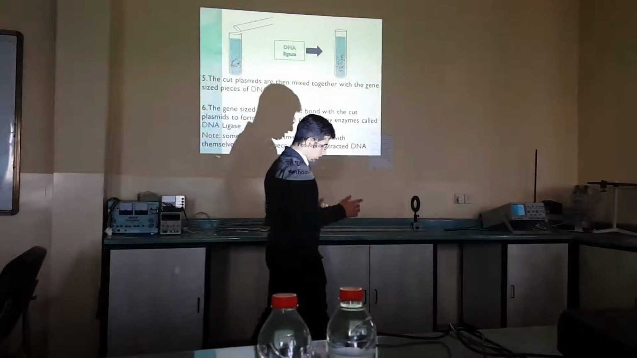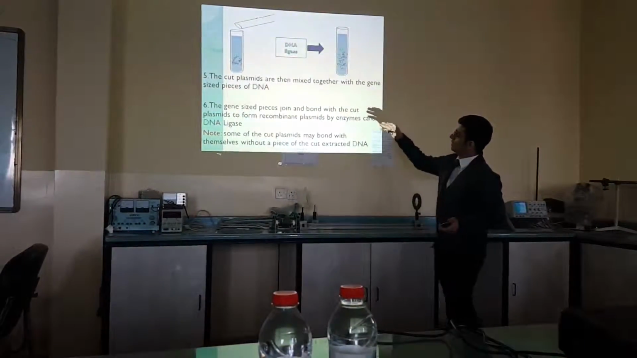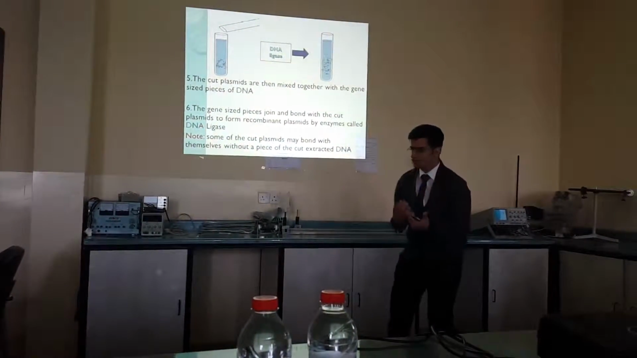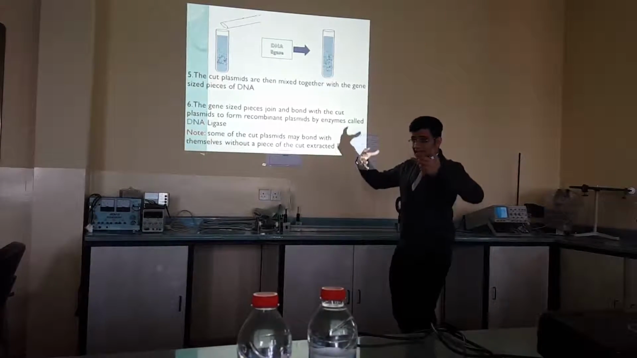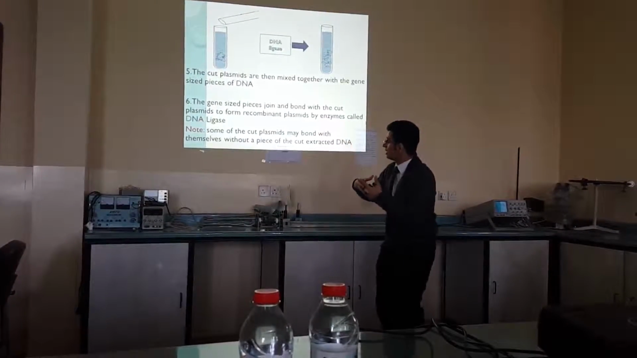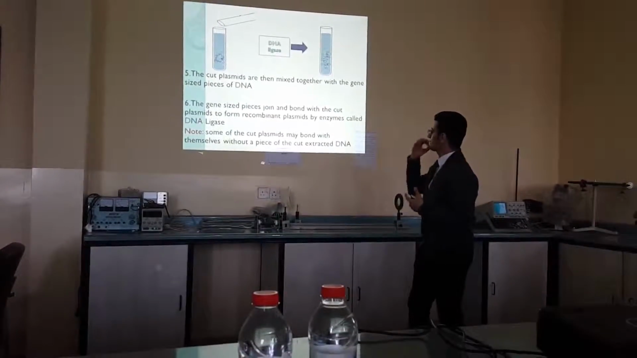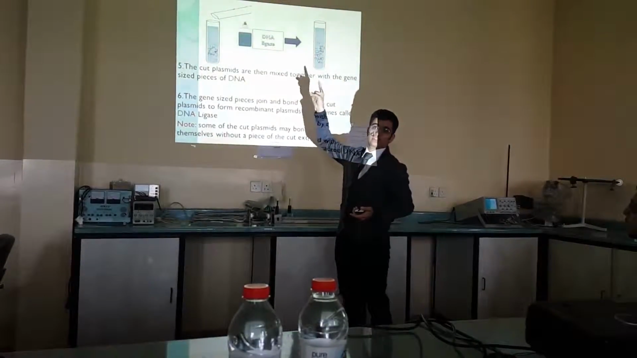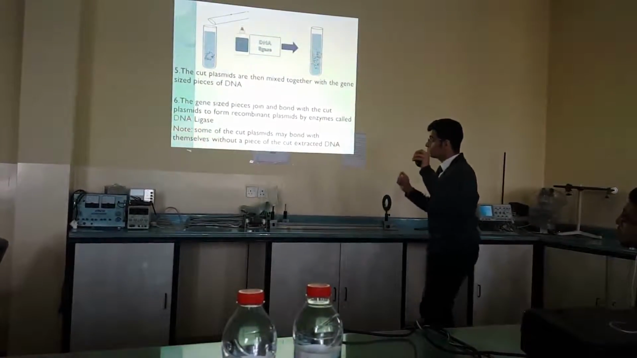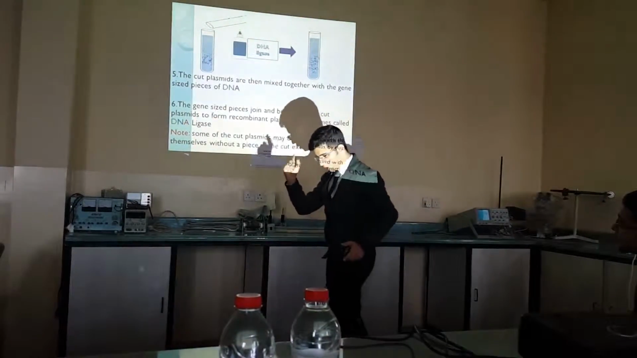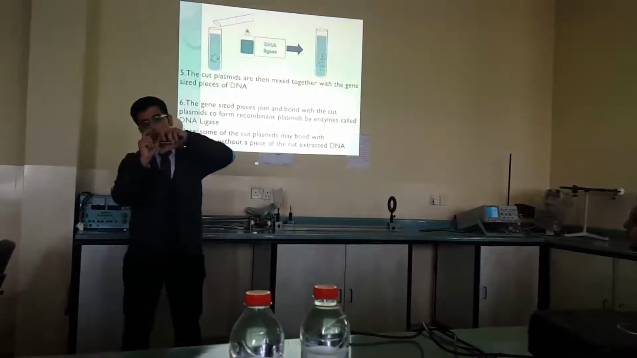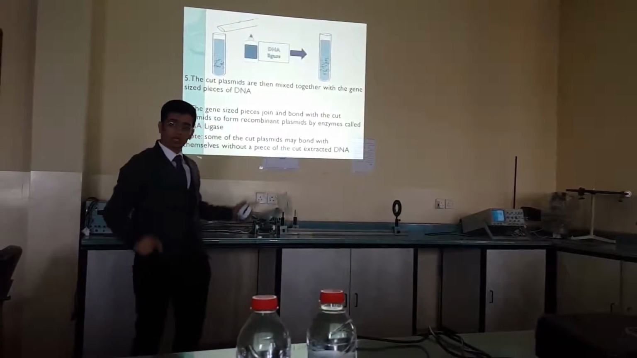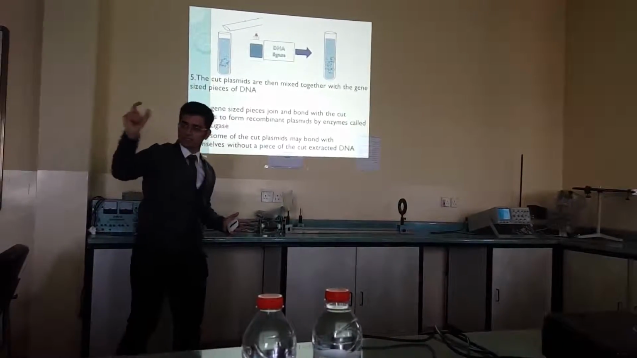Then we cut the plasmids, so we have the cut plasmids and the gene-sized pieces, and we mix them together in one test tube. Then we join them together to form recombinant plasmids by an enzyme called DNA ligase. As I mentioned before, this is a glue. There is a small note: some of the cut plasmids will not join with the gene-sized pieces. Instead, they will join with each other by DNA ligase, so not all of them will be recombinant plasmids. They will return back as plasmids.